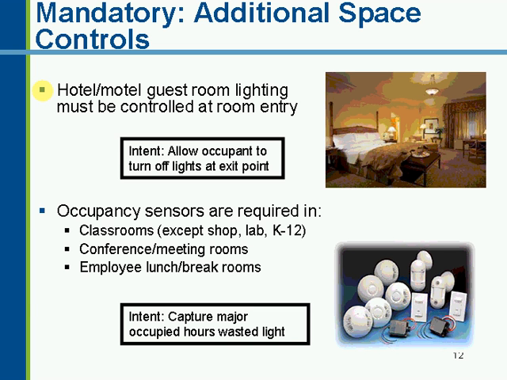Another specific space requirement is occupancy sensors for certain space types. The switch control in these spaces must be an occupancy sensor, and they cover classrooms, all except a few. The exempted classrooms are a shop or lab classroom where there might be a safety issue, and K through 12 classrooms where it's been shown that there's less occupancy, but all other classrooms must have an occupancy sensor control. Conference and meeting rooms in typical office environments and other building types must have an occupancy sensor, and employee lunch break rooms, lounge rooms, etc. must also have an occupancy sensor.